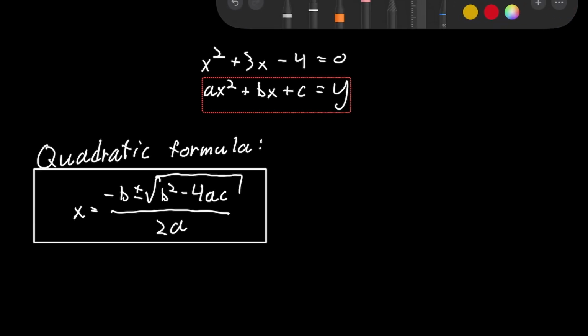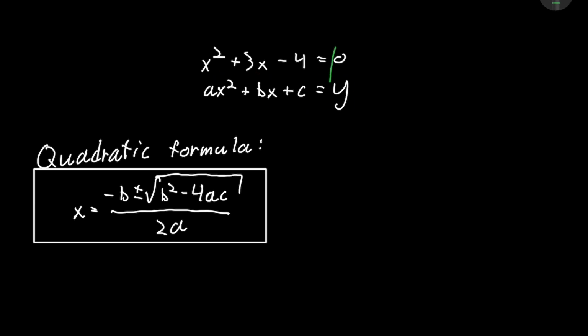Now we have to find out what is a, what is b, and what is c. We see the similarities. y is 0, but generally we don't have to worry about that because now we have 0 on one side. We have to worry about what is a, b, and c. We see a is the number standing before x squared, but there's no number standing before x squared. That's the same as 1 times x squared.